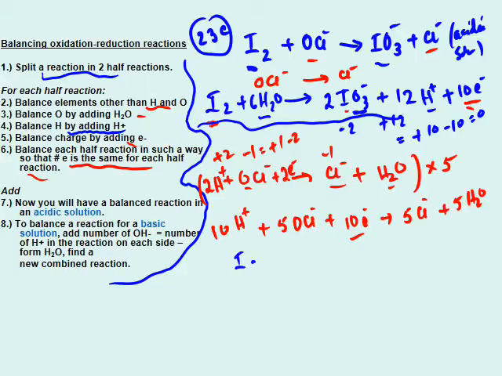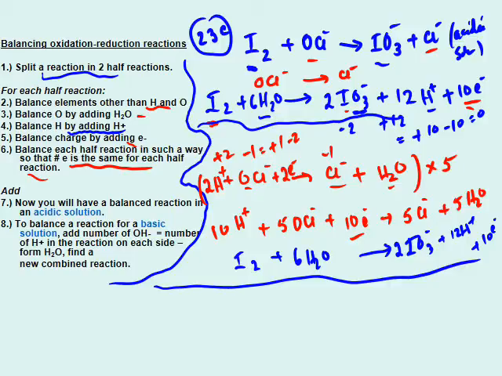I2 plus 6H2O giving 2IO3 minus plus 12H plus plus 10 electrons. Now I'm going to add them together. This is like algebra. Left hand side can cancel out with right hand side. I have 10 electrons on the right side coming from the second reaction.